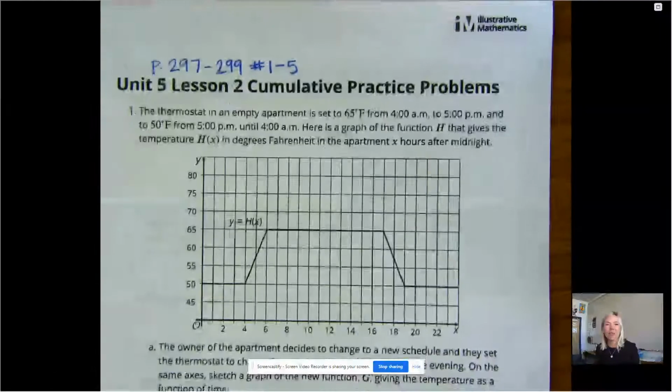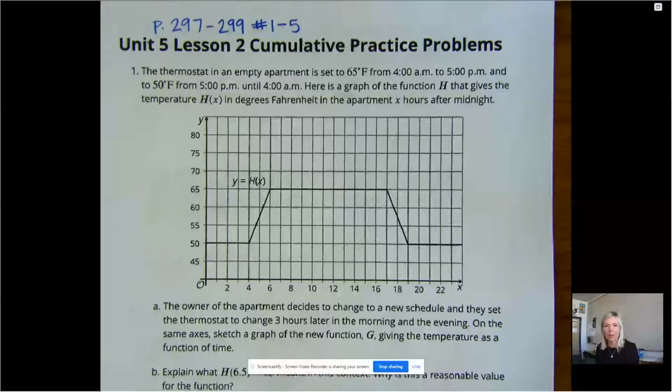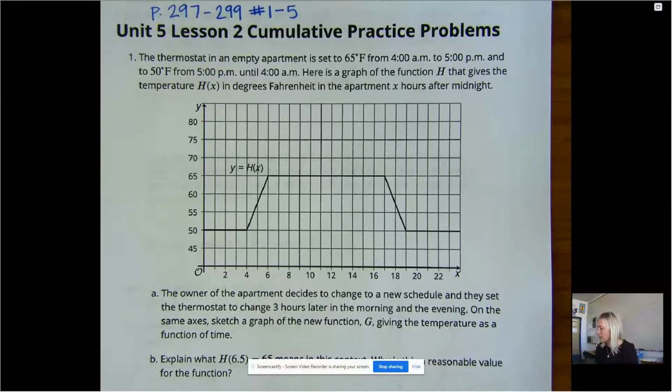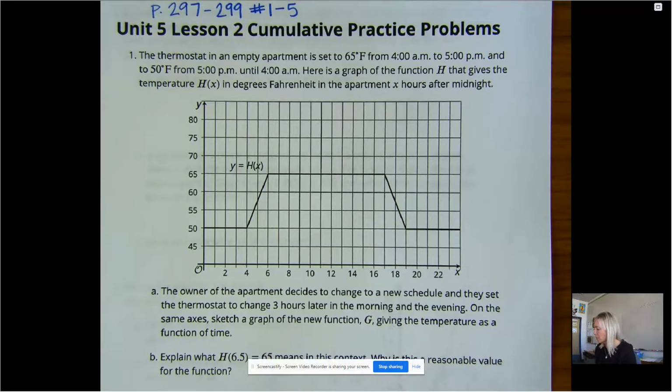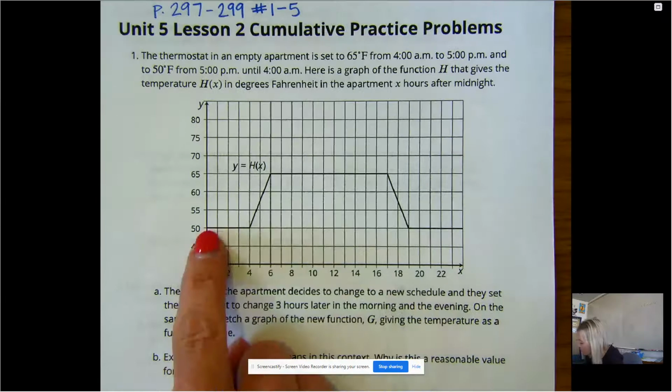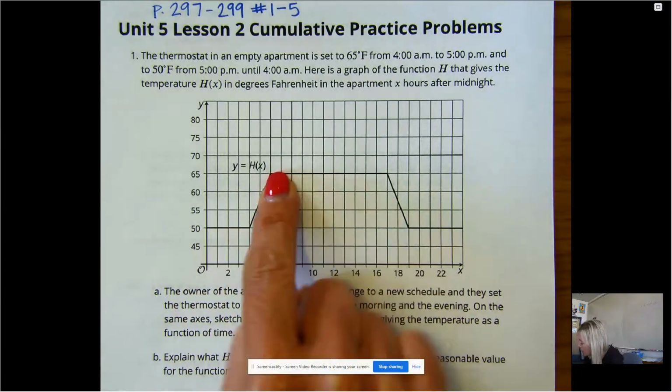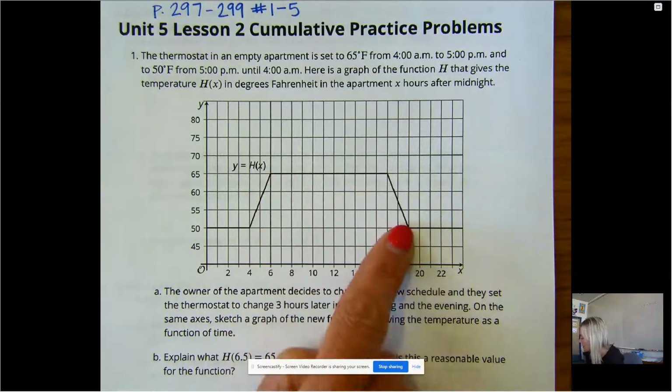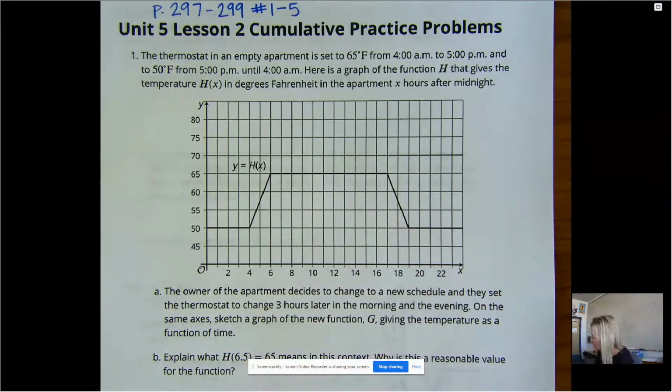All right, so the Unit 5 Lesson 2 practice problems. Here we go. Number 1, the thermostat in an empty apartment is set to 65 degrees Fahrenheit from 4 a.m. to 5 p.m., and to 50 degrees from 5 p.m. until 4 a.m. Here's a graph of the function h that gives the temperature h of x in degrees Fahrenheit in the apartment x hours after midnight. So here's where it's still set to 50 degrees, and it increases up to 65, stays there, and decreases back to 50 degrees. So that's h of x.